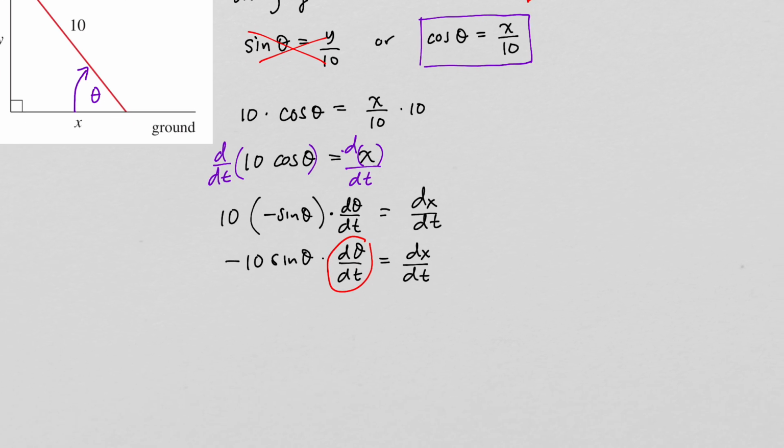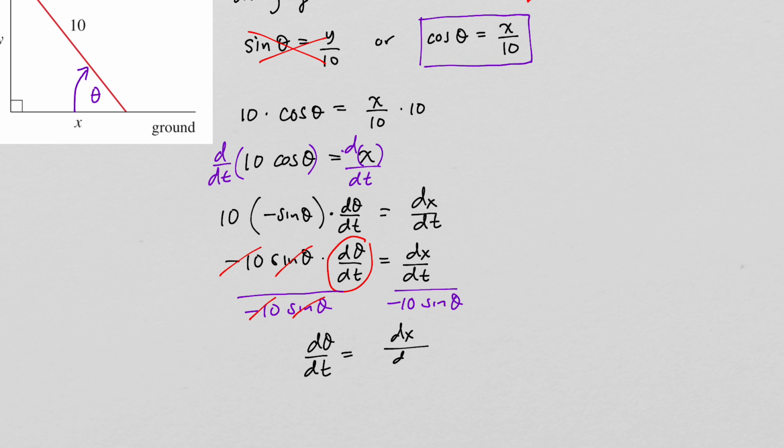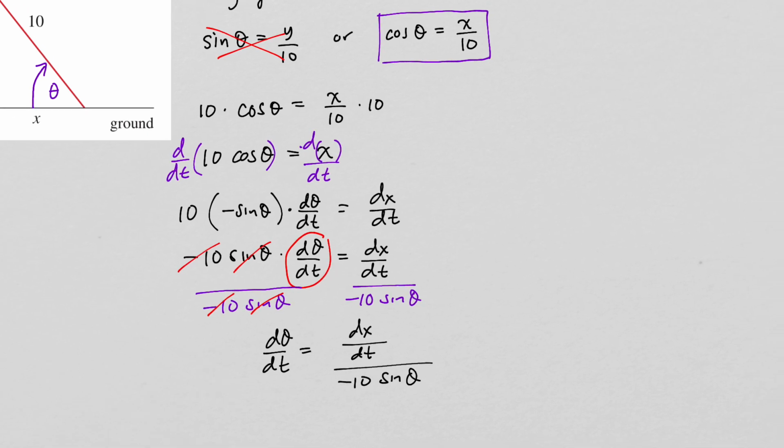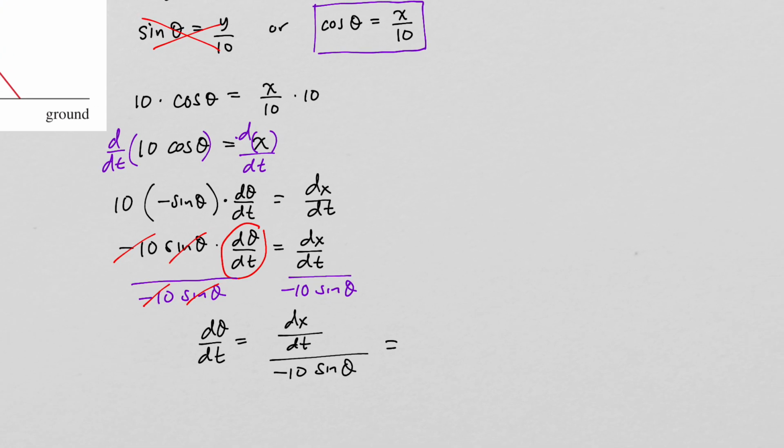So to get that by itself, I'm going to divide both sides by negative 10 sine of theta. On the left-hand side, these cancel out, and we end up with d theta dt is equal to dx dt divided by negative 10 times the sine of theta. So now we just need to plug in the values. Of course, we know dx dt is 4 feet per second.